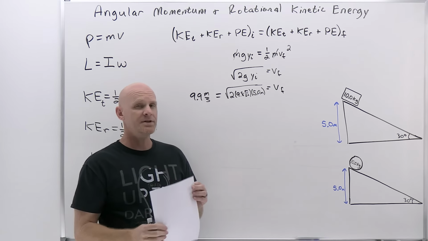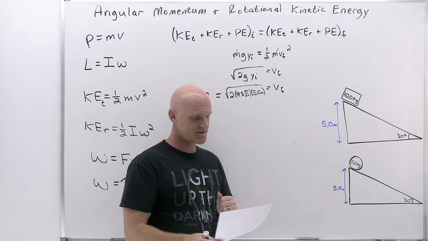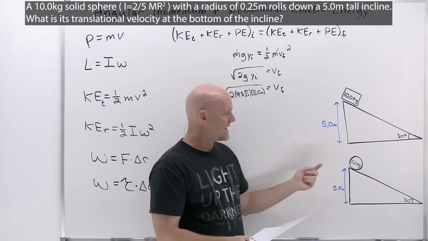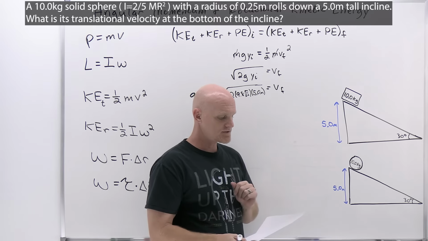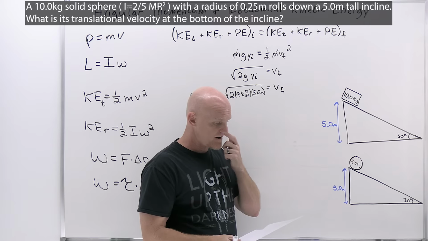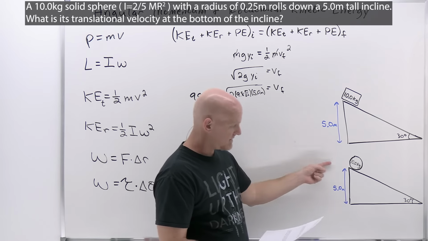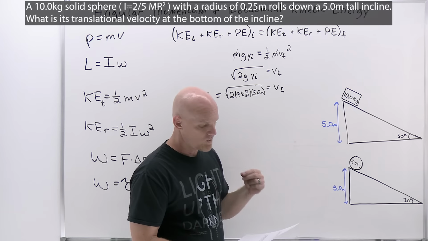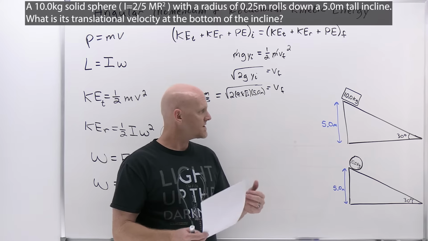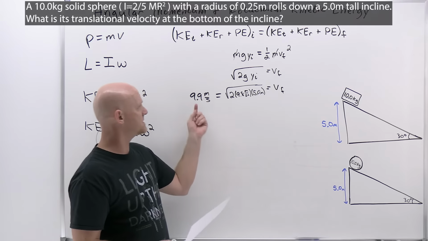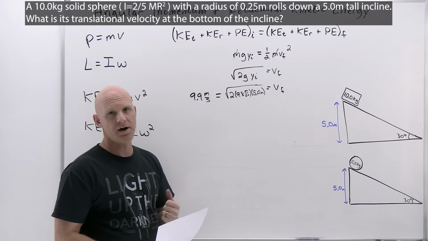Okay, so things are going to be a little bit different on this next one, and we should be able to qualitatively predict something. Let's read the question real quick. A 10.0 kilogram solid sphere, the moment of inertia of 2/5 mr squared is provided, with a radius of 0.25 meters, rolls down a 5 meter tall incline again. What is the translational velocity at the bottom of the incline? And the question we should be able to answer is, should it be slower or faster than 9.9 meters per second when it reaches the bottom?